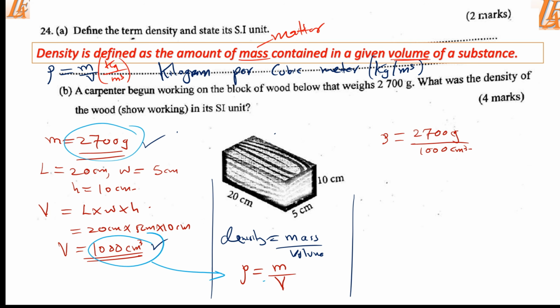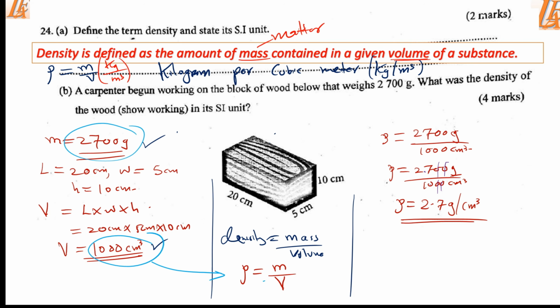Then we can solve this: density is equal to 2,700 grams divided by 1,000 cubic centimeter. This zero will go with this one, and the decimal point will be there. So we will have our density as 2.7 grams. Remember the unit up there, grams per cubic centimeter.